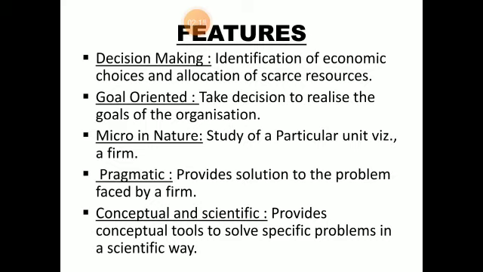Now let's look into the features of business economics. The nature of business economics essentially constitutes the features of business economics. The first one is decision making. Here, decision making is concerned with identification of economic choices and allocation of scarce resources. The next feature is goal-oriented. Business economics is essentially goal-oriented. It focuses on how business managers should take decisions to realize the goals of the organization.